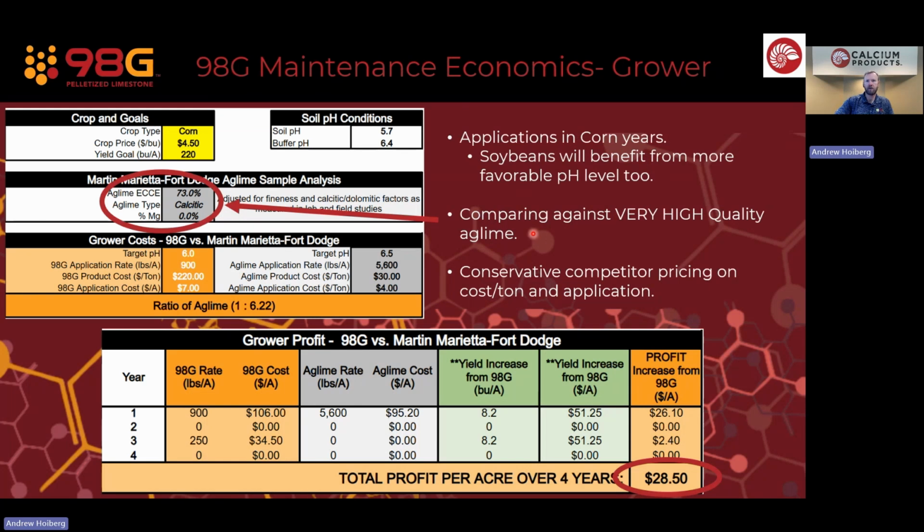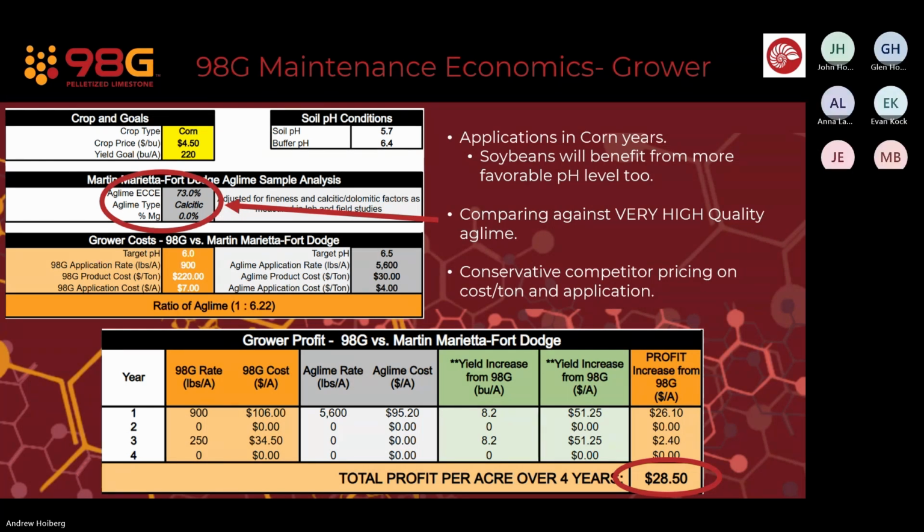Josh, if you're okay, I'm going to kick it over to you to discuss the maintenance economics here. Yeah, thanks, Andrew. So what we have shown here are some screenshots from some calculators that we have available to showcase the economics at the grower level for utilizing these 98G maintenance level applications. This specific example is for corn. Obviously, you have some current crop prices there, yield goals up in the upper left-hand corner. You have just some basic soil pH conditions. These are soil pH conditions that we typically deal with in these maintenance rate applications, like Andrew mentioned earlier.